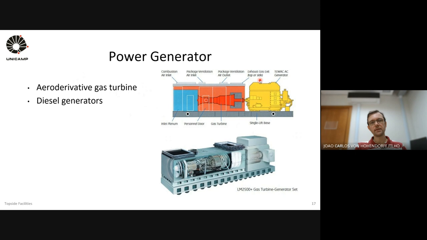But what is the idea? We have a turbine connected to an alternating current generator, and using the produced gas, we can generate power for the platform. Diesel generators we generally use for the start of the platform, when we don't have gas, or for emergencies. But generally, we use the gas turbine to generate power on the platform because it's a very efficient system.